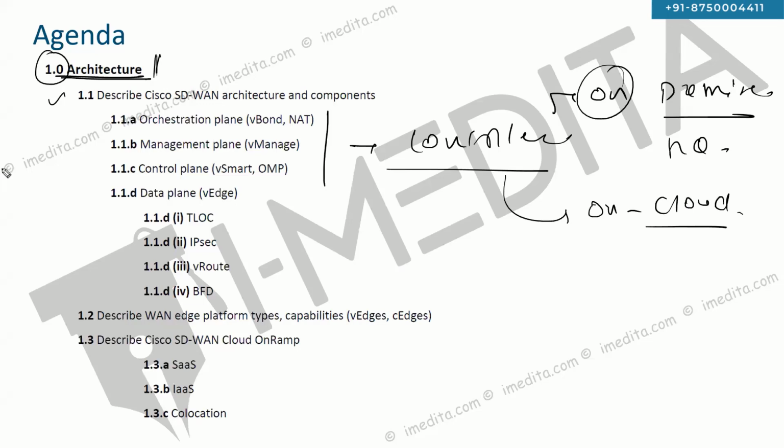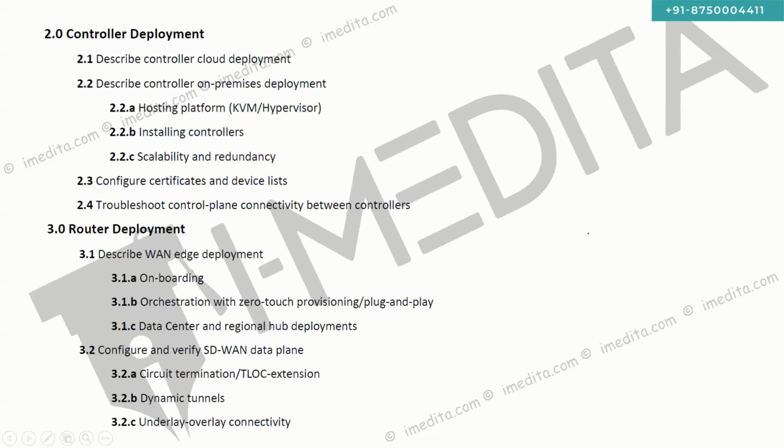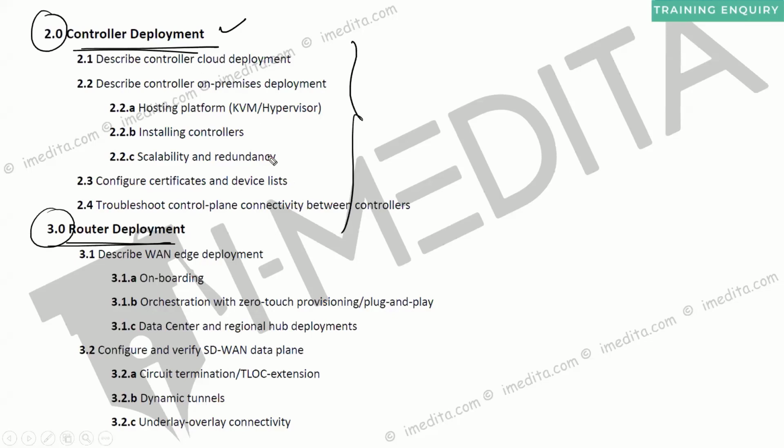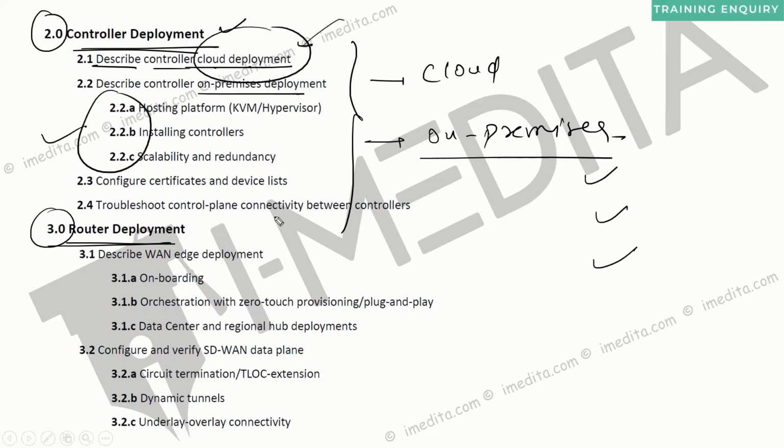Once we are done talking about these basic concepts, then from the architectural point of view we will talk about how to deploy the controllers, controller deployment, and the router deployment. Controller deployment: how can we deploy the controllers on cloud, and how can we deploy the controllers on premises? We will describe the controller cloud deployment and on-premise deployment, like how much RAM you will need, how much CPU, how much SSD you are going to need to deploy the controllers on your premises, and what the requirements are if you want to deploy the controllers onto the cloud.